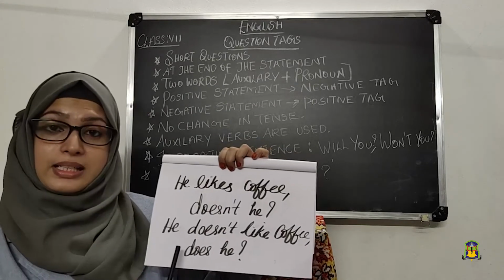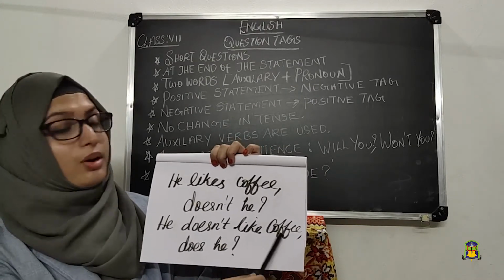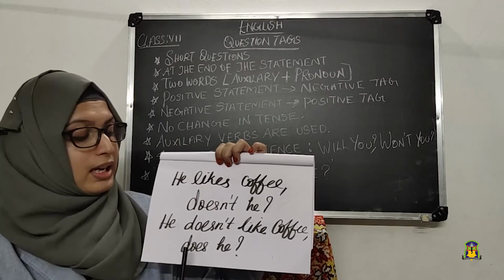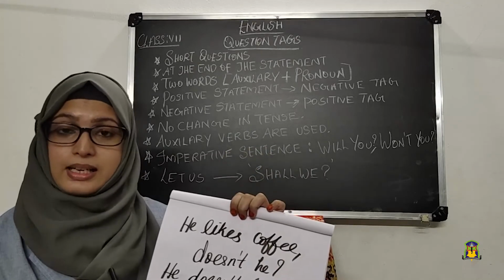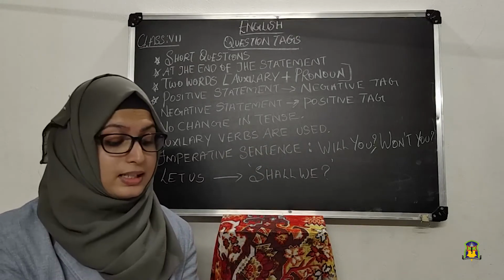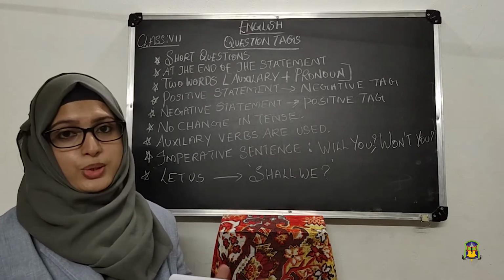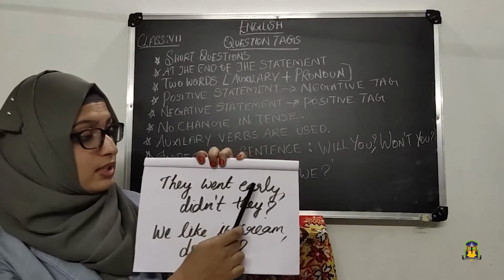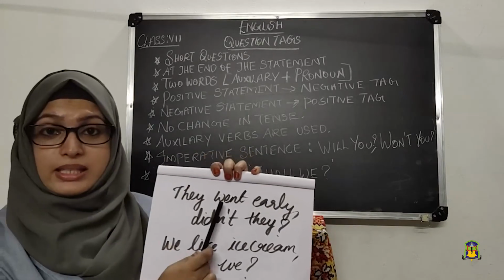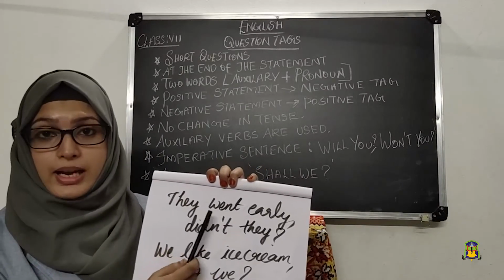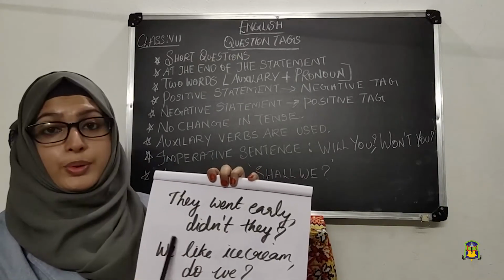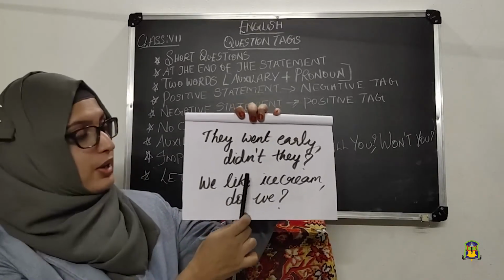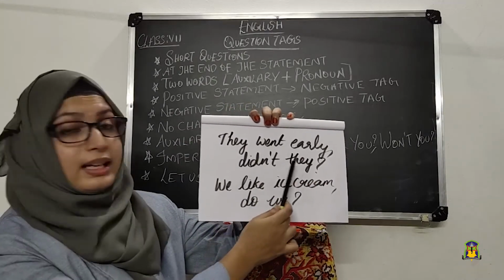Now see, if the negative statement is coming, he doesn't like coffee, does he? If it is in the present tense. Suppose past tense is given. Another example I will show you. If the verb is given in past tense, they went early. Here also we cannot see any is or am or are. So what will you do? We take the do verbs. The past tense of do is did. So they went early, didn't they?